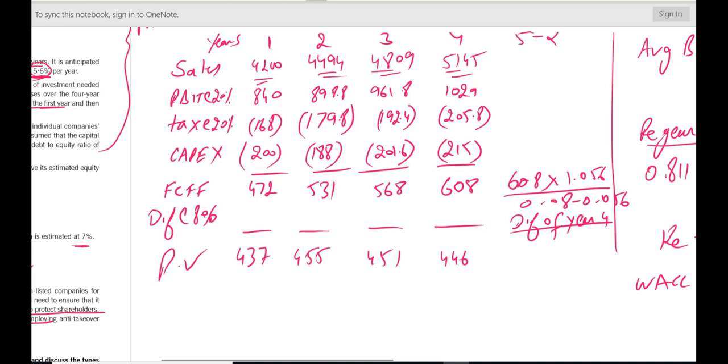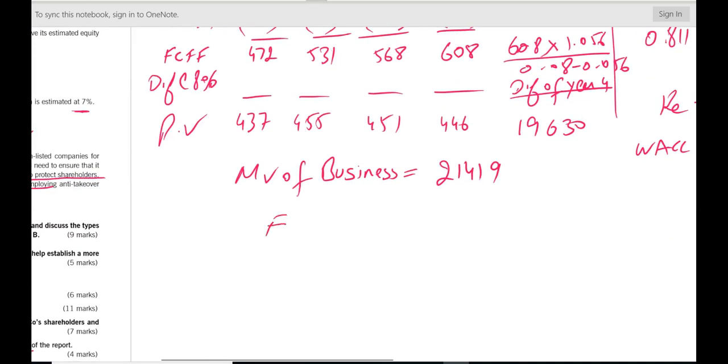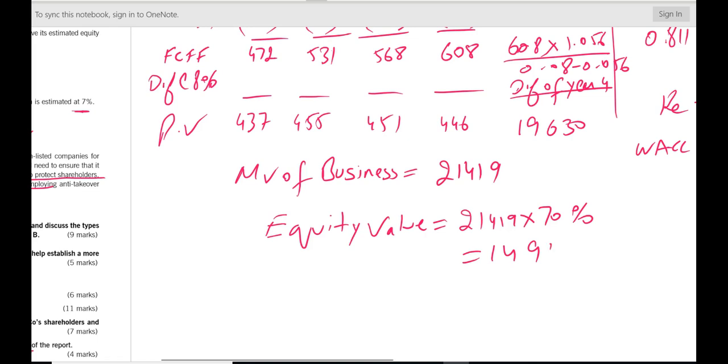And if we discount this area, it will be approximately equal to 19,630. And the total market value of the business is equal to 21,419. Obviously, the equity value is 21,419 into 70%, and that is 14,993.